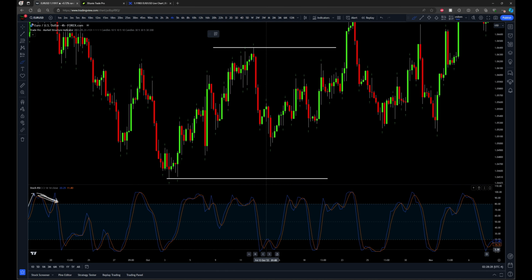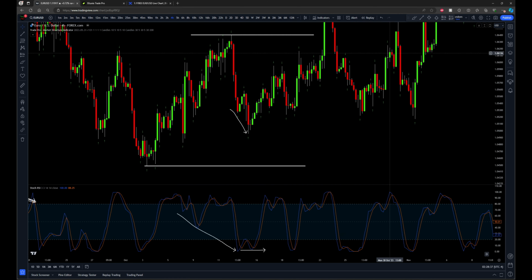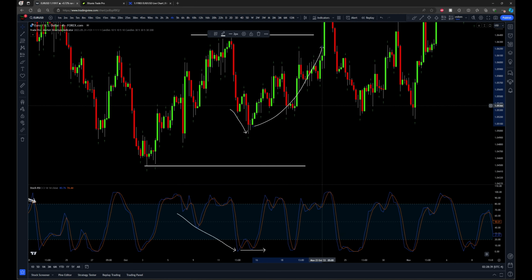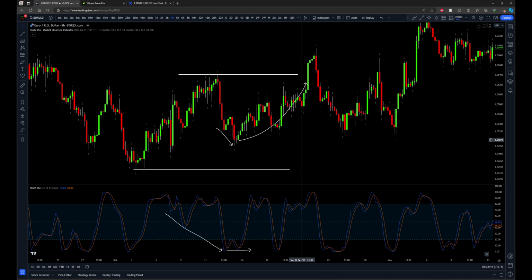So look at this, hidden bullish divergence. See this reset, a regular bullish divergence right here at the lows. And we follow through to the upside, as anticipated, based on our structure, just expecting it's going to go.